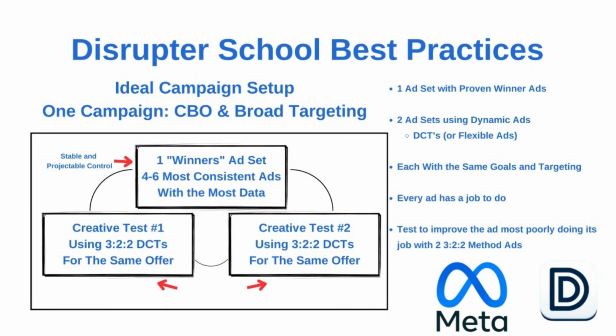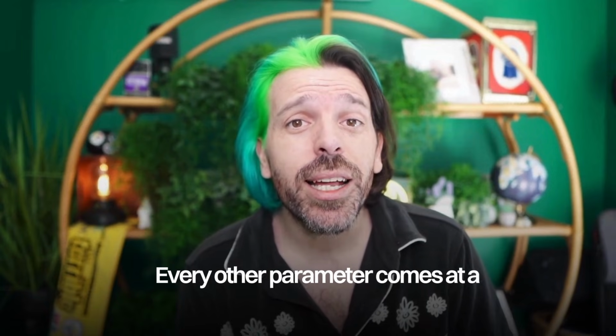So let's take a moment here and dive into another Disrupt Your School best practice. This is how to set up your ideal campaign. This is the one campaign setup. We are using a CBO campaign and broad targeting. Broad, by the way, by definition, is age, gender, and location. Every other parameter comes at a premium price. Whether you're using exclusions or interest groups, lookalikes or custom audiences, these things cost extra.